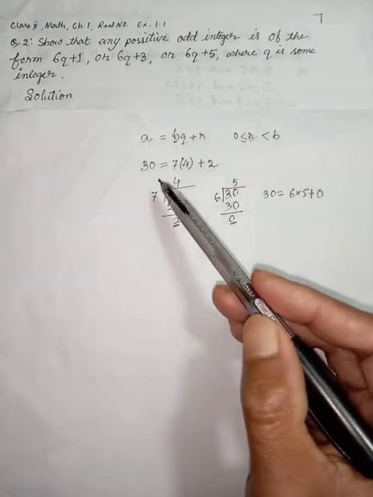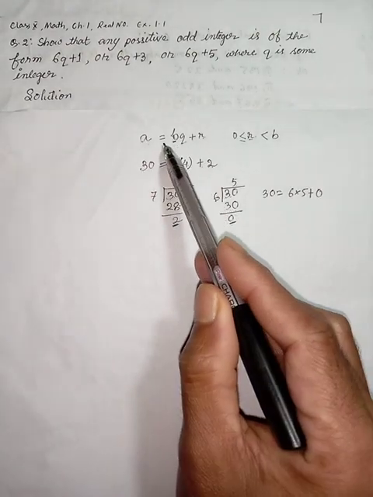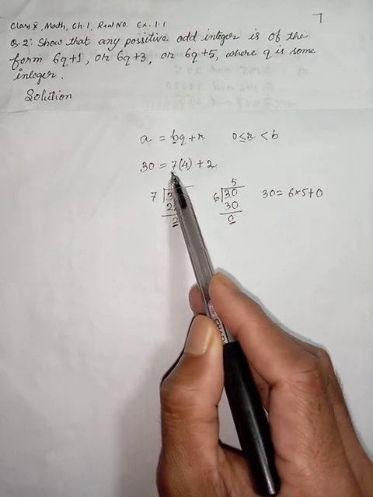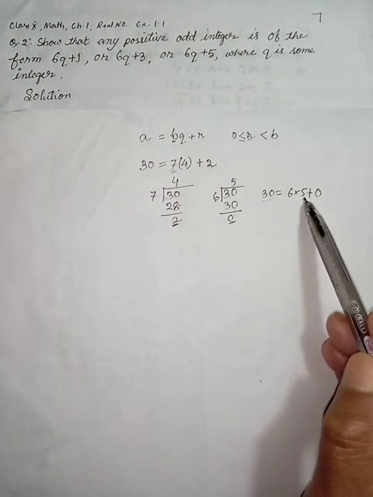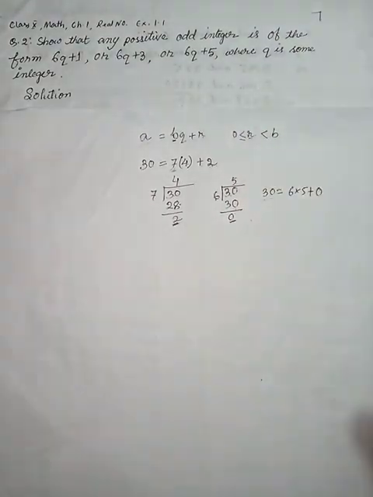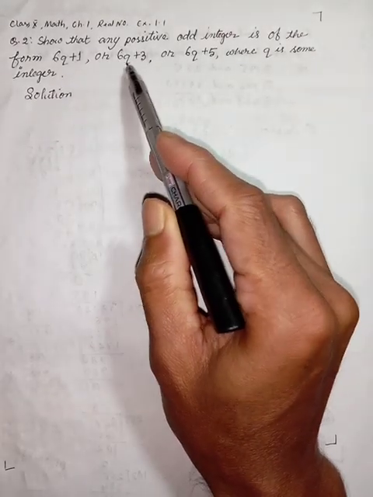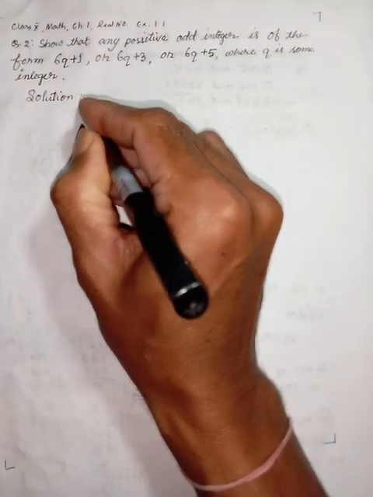So once again, any positive integer can be expressed in the form of bq plus r with any other positive integer. After knowing this, you can come back to the question again. Here what I have to show is that a positive odd integer is of the form 6q plus 1, 6q plus 3 or 6q plus 5. So let us take the solution.